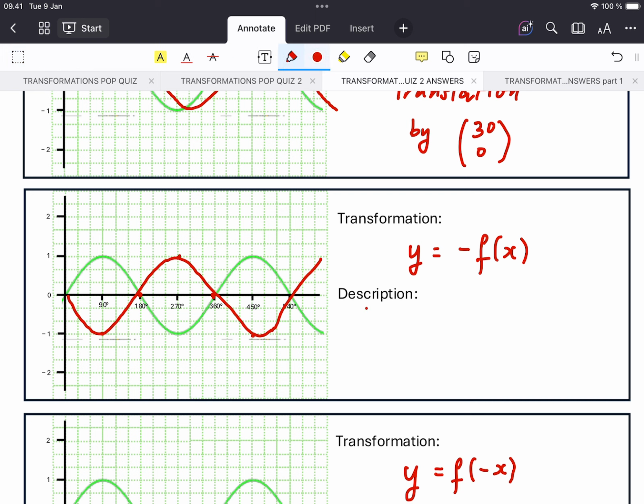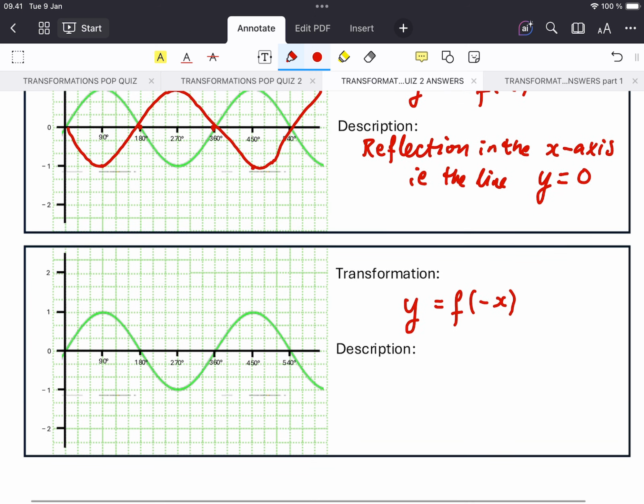So you can call that a reflection, if I can remember how to spell reflection, in the... So you can call it the x-axis, but remember that the x-axis is also the line y equals 0. So reflection in the line y equals 0, if you like.